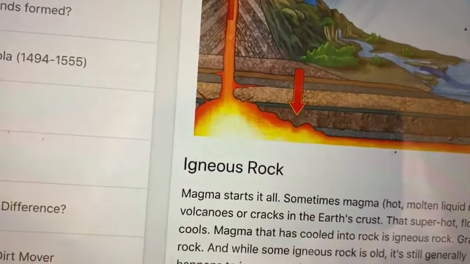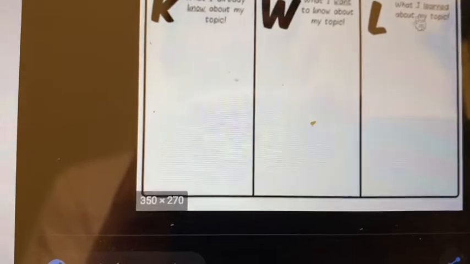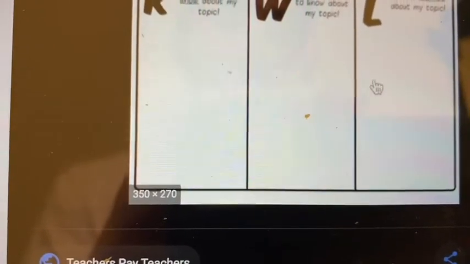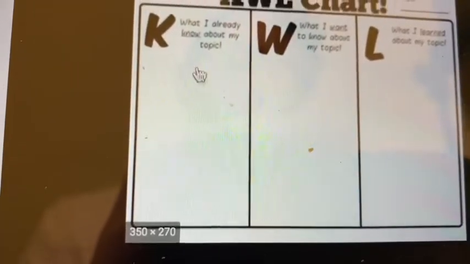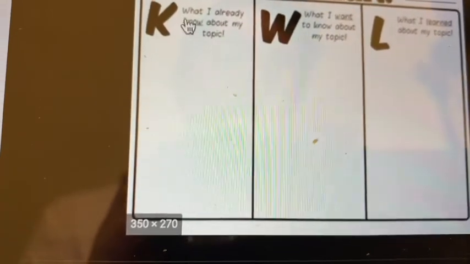Today on Seesaw, you're going to be completing a KWL chart, okay? So that's what you're going to do. What you know already about the topic, what you want to know about the topic, and then what you learned about the topic after reading it, okay? So you're going to complete all these 3, and then you're going to give me at least 2 for each section, okay? So at least 2 parts for K, at least 2 parts for W, and at least 2 parts for the L, all right?